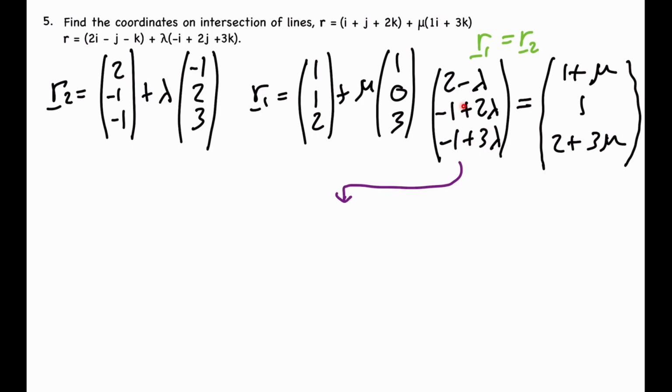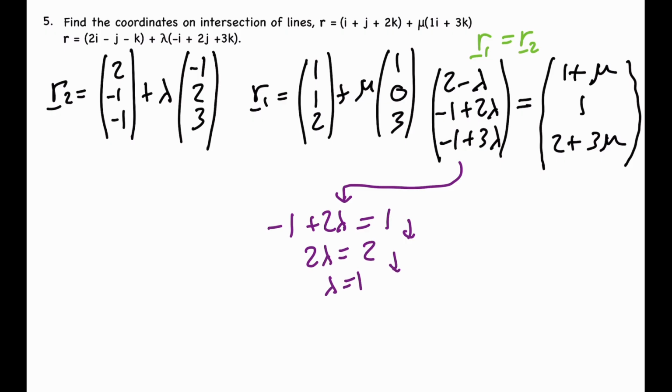It will be easier to find lambda because there's no mu on this side. So we'll use the middle component of the vector. So we get minus 1 plus 2 lambda is equal to 1. We'll add 1 on both sides. So we get 2 lambda is equal to 2. So our lambda is equal to 1.